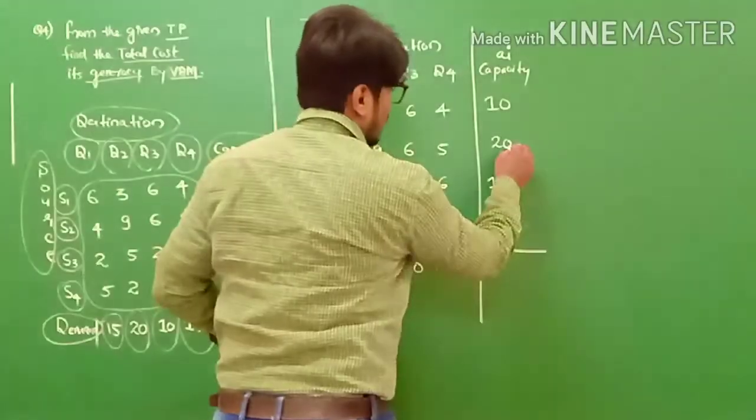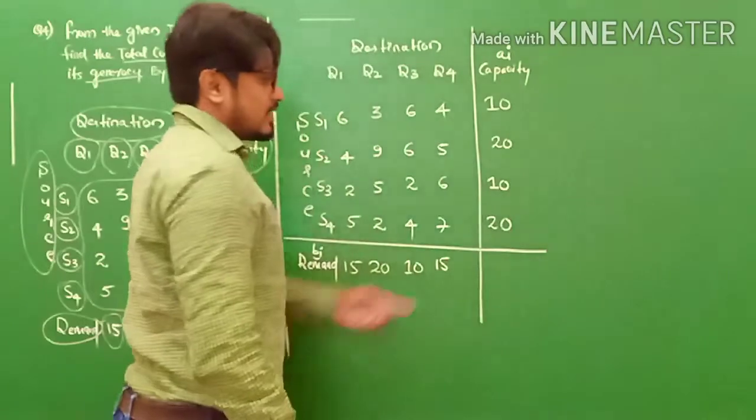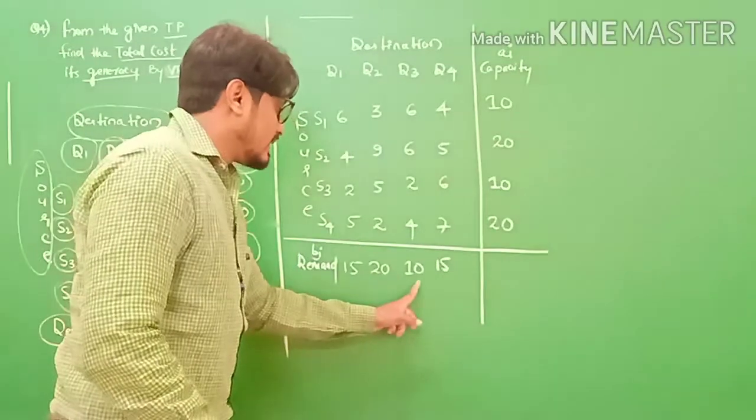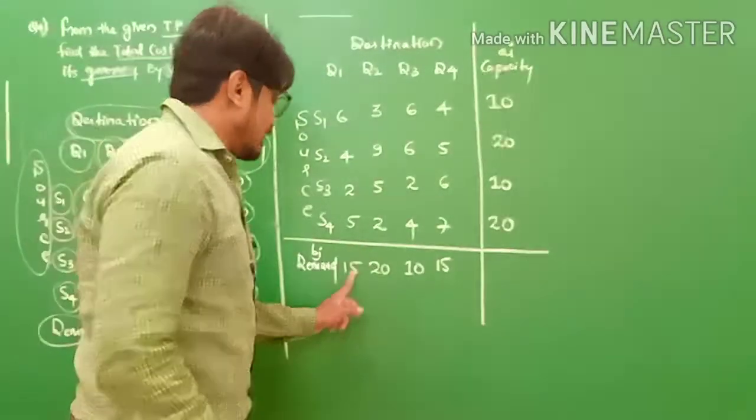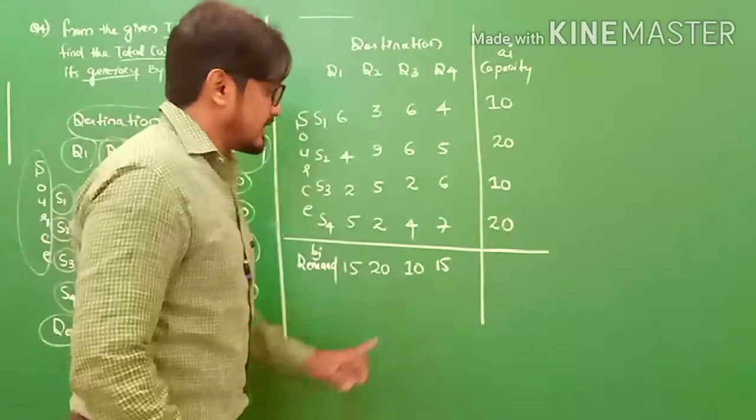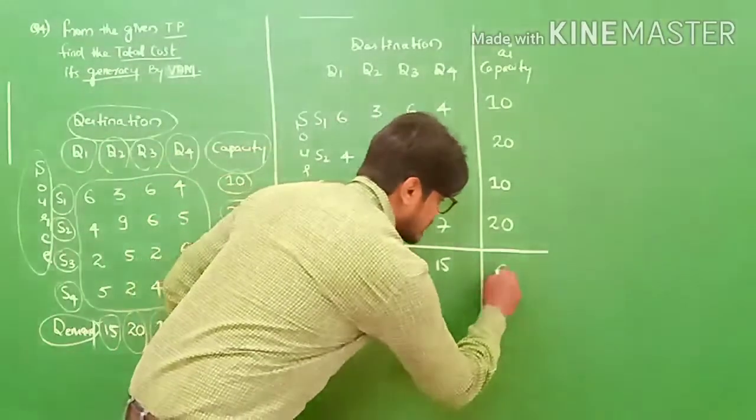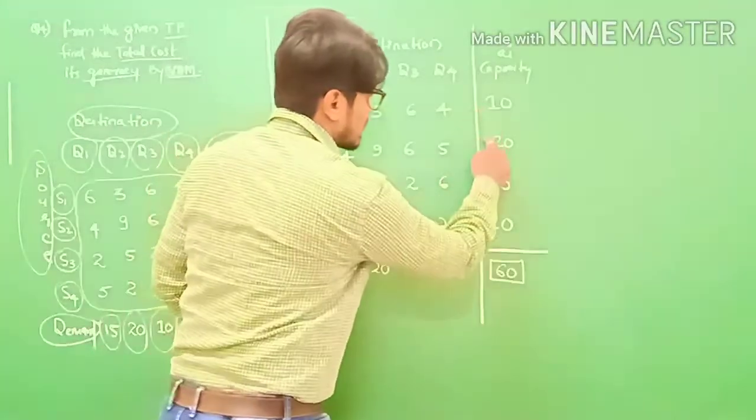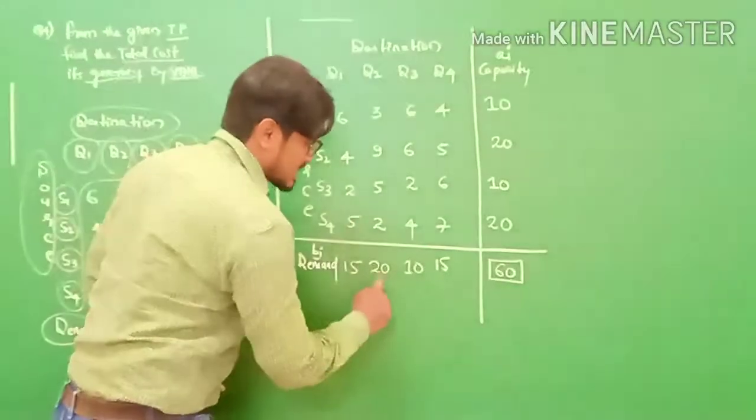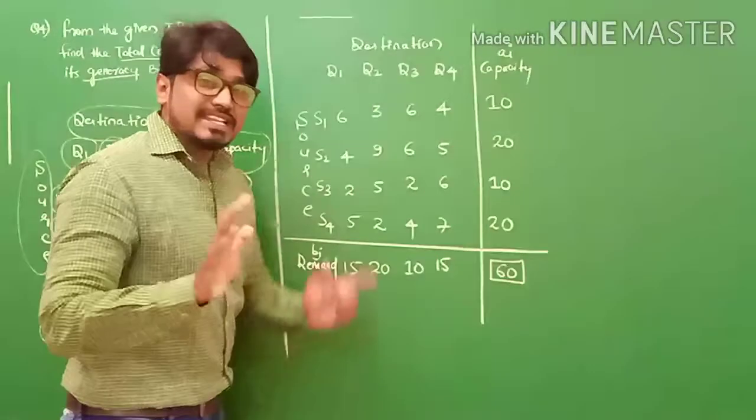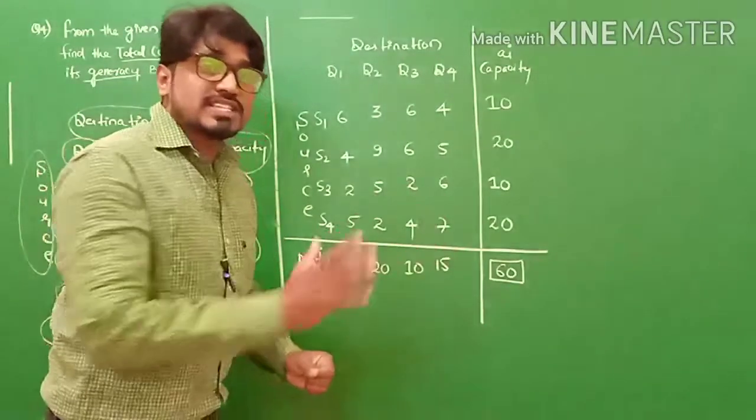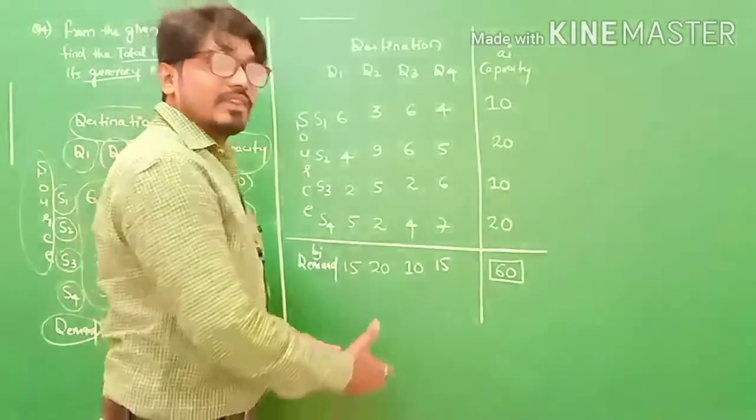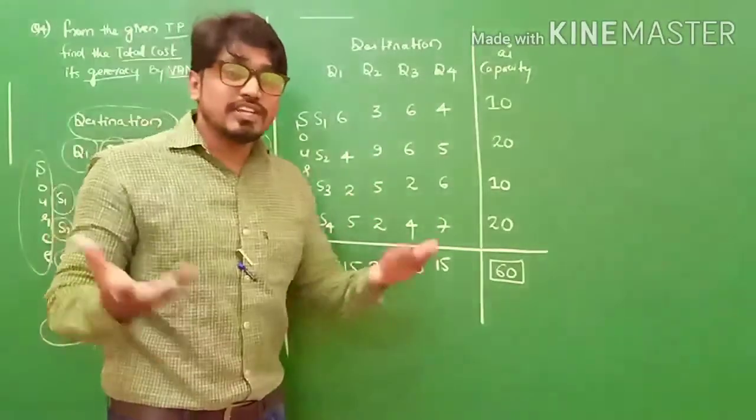10 plus 20 plus 10 plus 20, 60. Here 20, 30, 30, 40, 50, 15, 15, 30, 20 plus 10, 30. It is also 60. So 60, it is the balanced transportation problem. 10 plus 20 plus 10 plus 20 equals 60. 15 plus 20 plus 10 plus 15 equals 60. It is a balanced transportation problem on both sides, AI side as well as BJ side. No need to worry. Very easy problem. Already cost given, already balanced.